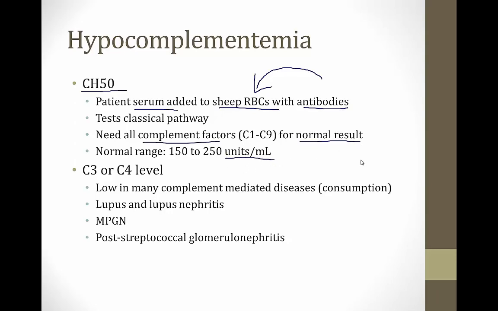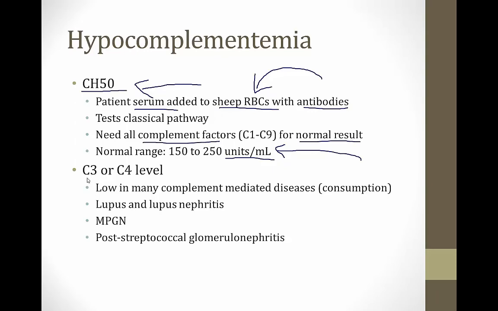It's complicated to understand how they get this number, but basically you dilute the patient's serum to see how far you have to dilute it to lyse 50% of the red blood cells. That's why it's called a CH50 test. This is just a qualitative test to tell you yes or no that the complement system is working.